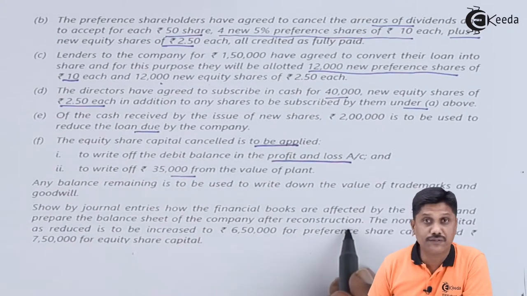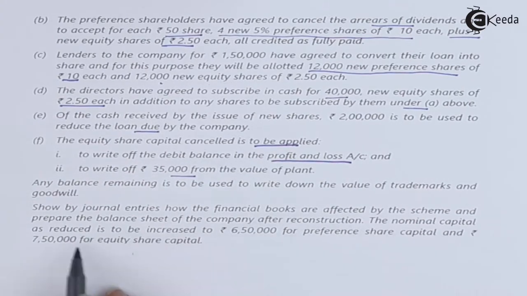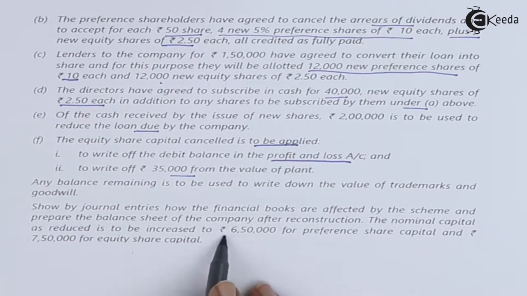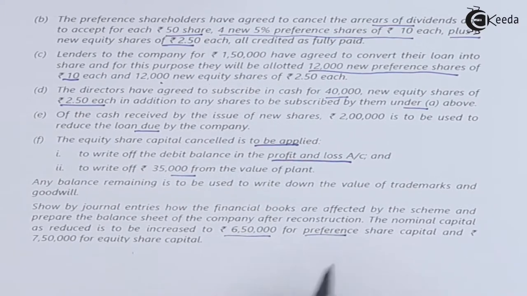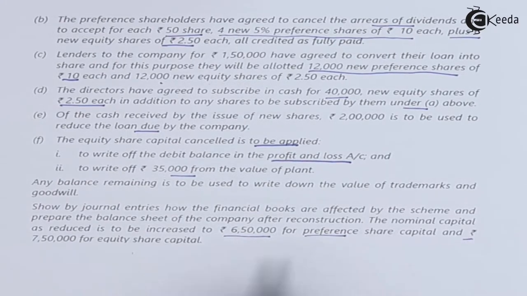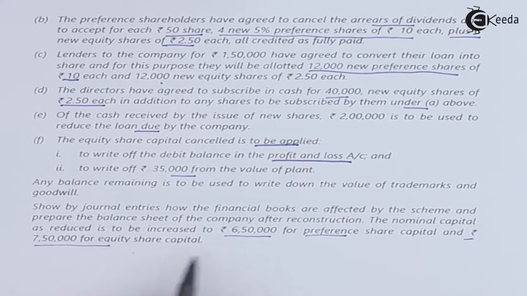After reconstruction, the nominal capital as reduced is to be increased to rupees 4,50,000 for preference shares and rupees 7,50,000 for equity share capital. So there is a revised authorized capital. So in this question, nothing much difficult, but it is a very fundamental question, and definitely you can expect these kinds of examples in your exam too.